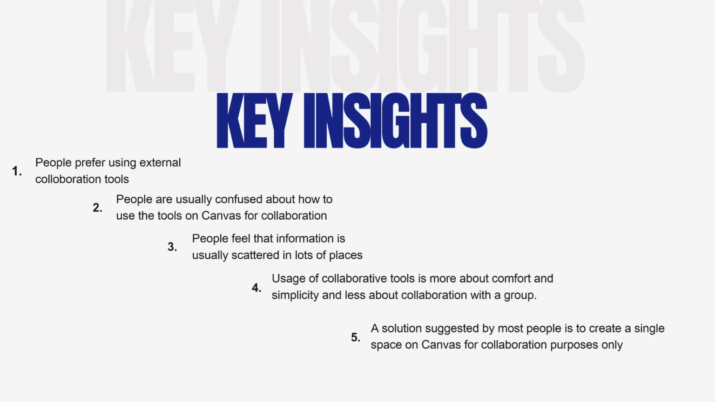Then we also identified that a solution most people suggested to the problems was to create a single space in Canvas used for collaboration purposes only, as they feel that because of the scattered information issue, the solution will allow information to be under one place.